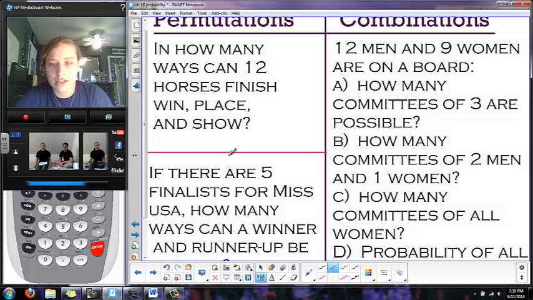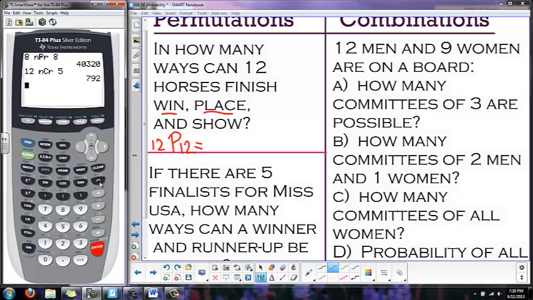In how many ways can 12 horses finish, win, place, and show? So we have a total of 12, and we want to know all the different ways that all 12 of them can finish, place, and show. Don't ask me why, I have no idea. But that's a permutation because order clearly matters, because we're talking about winning, placing, all that kind of stuff. So obviously first place is different than 12th place.